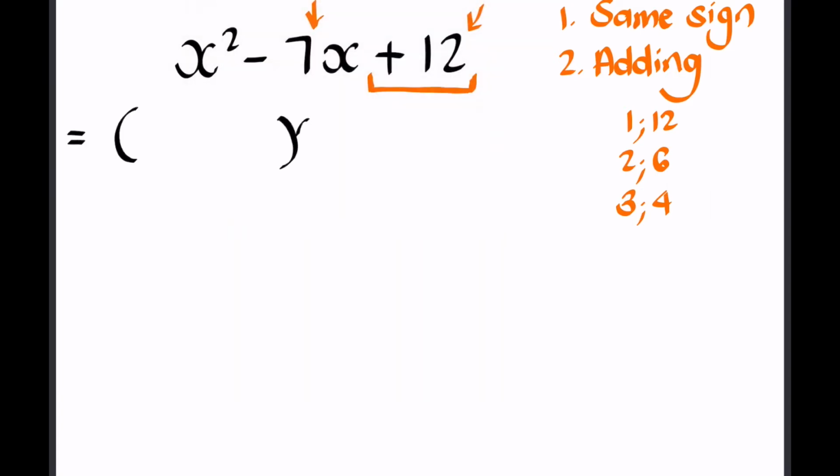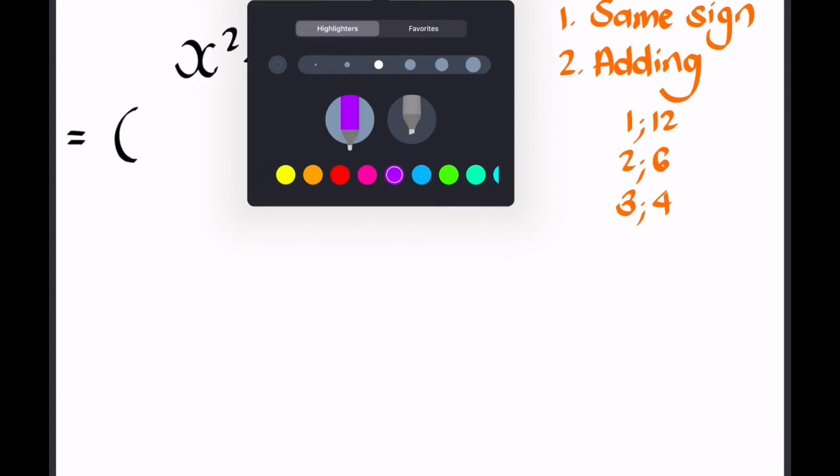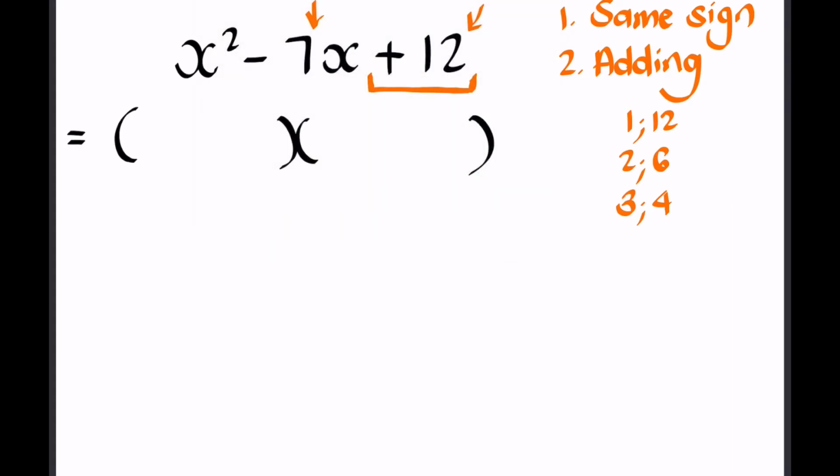So I'm going to write this out into two brackets. My third term is positive, so that told me that I was adding and that they're the same sign. What sign are they? They are going to be the middle term sign, which is a negative. So both the brackets, because it has to be the same sign, are going to be negative.